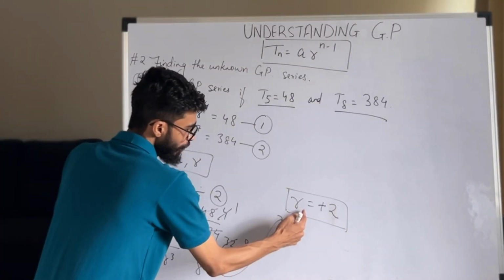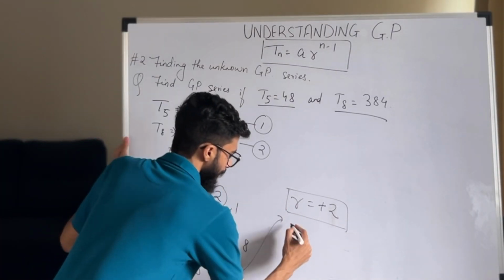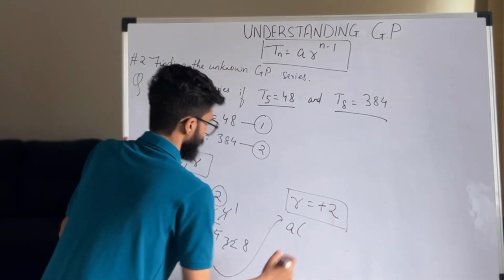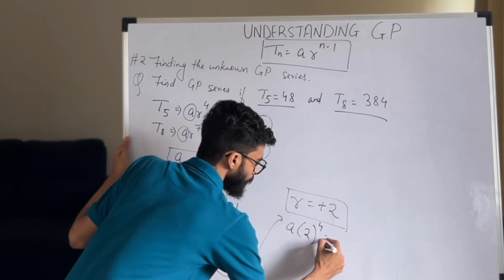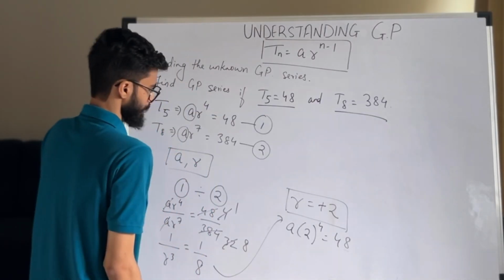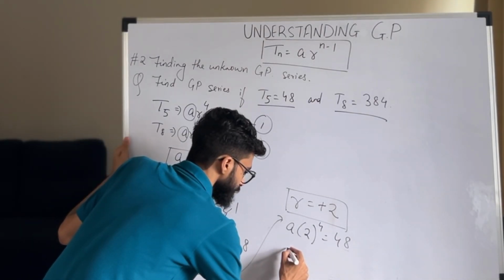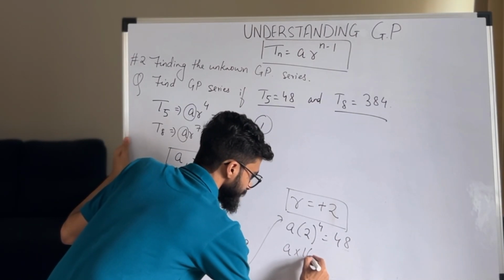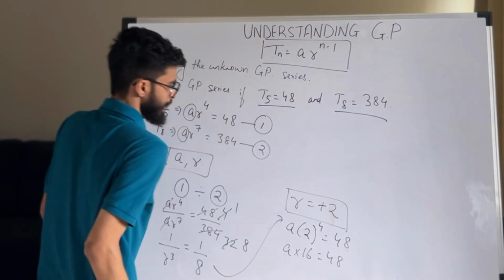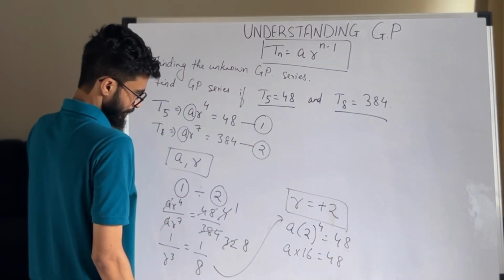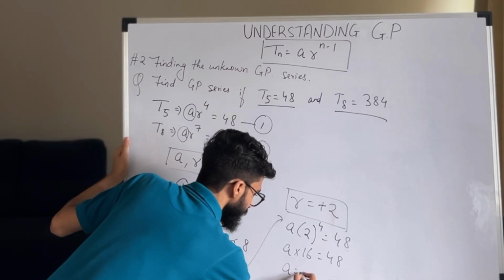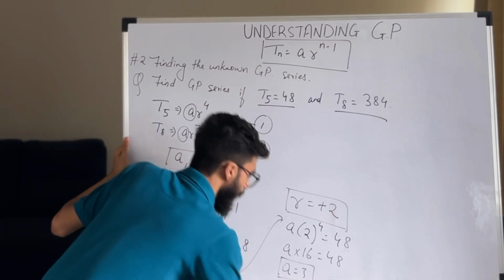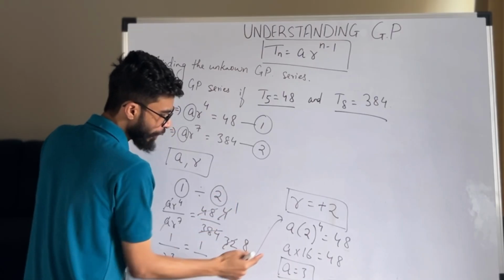Now if I put the value of R in equation 1, I am getting A into 2 power 4 equal to 48. This is A into 16 equal to 48. A is coming as 3. I have found my R, I have found my A.